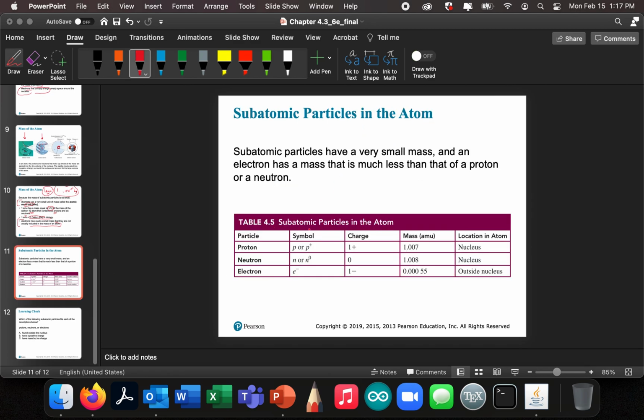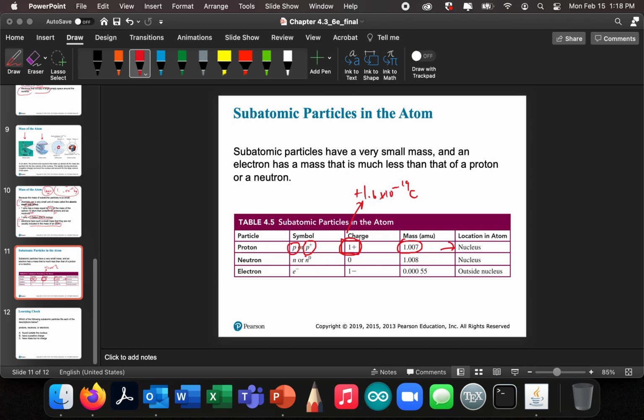So let's look at that in particular. Here's the symbol of a proton, simply P or P plus. It has a charge of +1. The charge is 1.6 times 10 to the minus 19 coulombs, but we're just going to call that +1. Its mass is 1.007 AMU. It's about 1 AMU, and it's located in the nucleus of the atom.